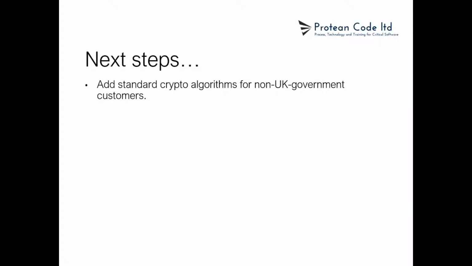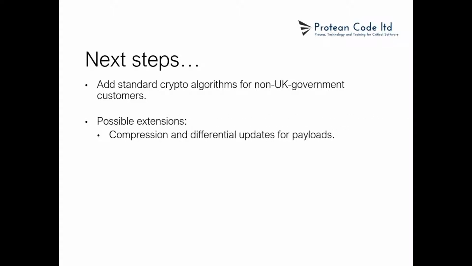What are we going to do next? We may well try and declassify some of this stuff so that we could sell this to people who aren't in the defense or the government industry. One of the algorithms is sensitive, so we're not allowed to talk about it. But if we take that algorithm out and plug in a different standard one, then we could make this available to anyone in the industry, which would be fine. There are some other options. Compression and differential updates is important. Updating a 10 megabyte payload is annoying, except if you could diff the old payload against the new payload and only send out the diff, and then compress it.